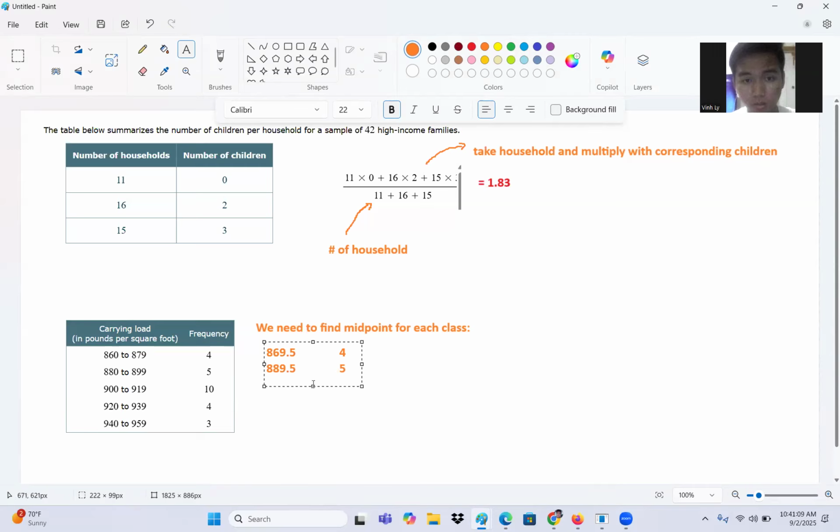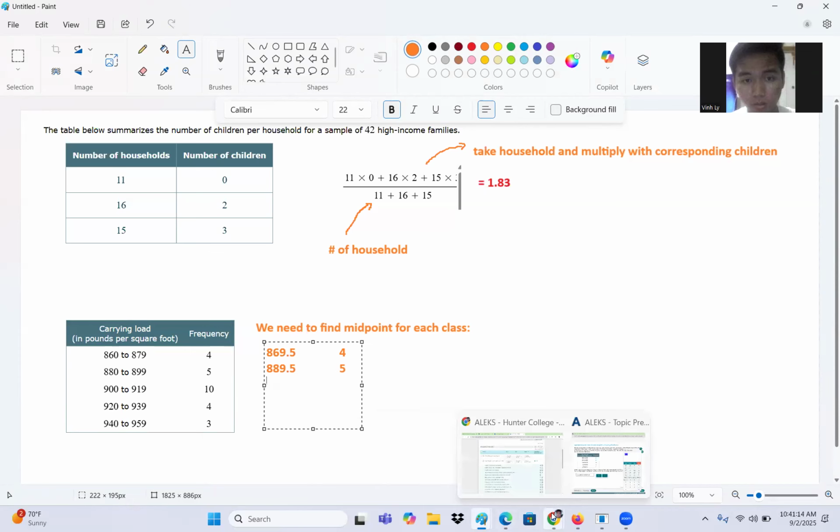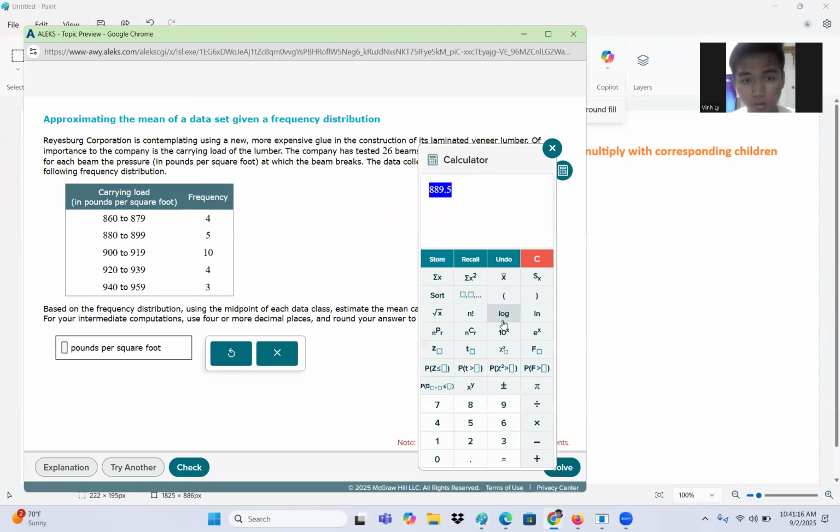And then we do the same thing for that. We're gonna take 900 plus 919 over 2 as well. I know it's gonna take a lot of time, so I want to show you the way to get it done much easier.